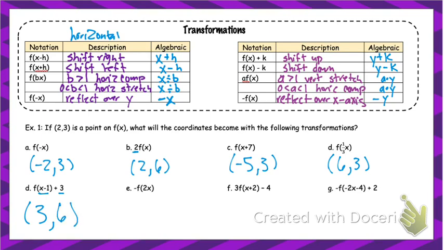Same thing on E, there's both a horizontal and a vertical change. So the horizontal change would be a compression. So I would do 2 divided by 2, which gives me 1. And then I would have negative 3.